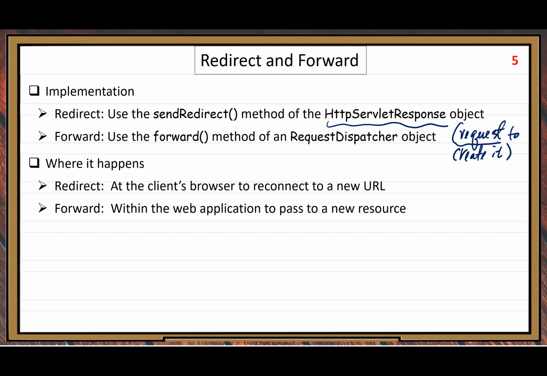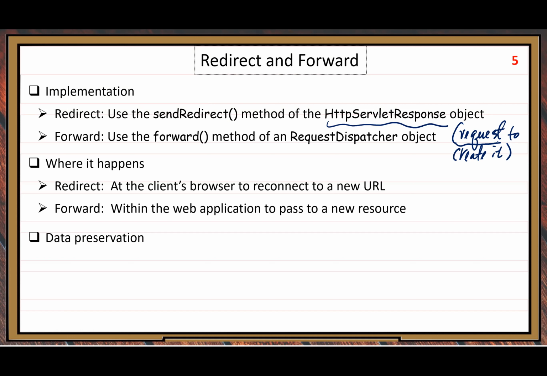Forward passes to a new resource within the web application. Forward occurs within the same web application. That means you cannot forward to a resource outside this web application. It must be within the same web application. But redirect is not like that. You can redirect to resources in the same web application or to external resources. That's another difference.